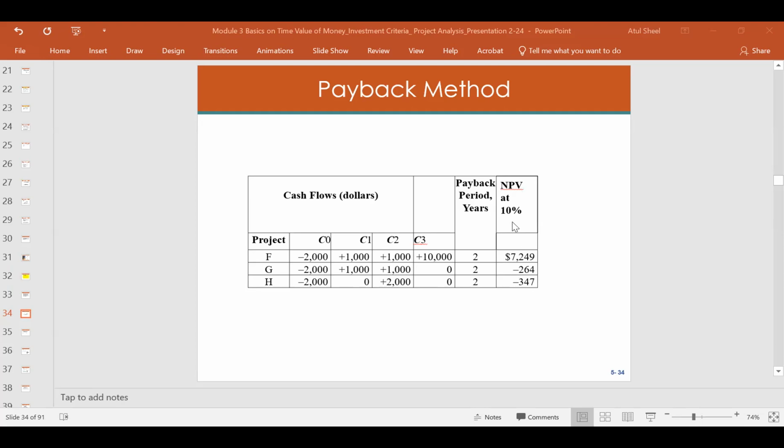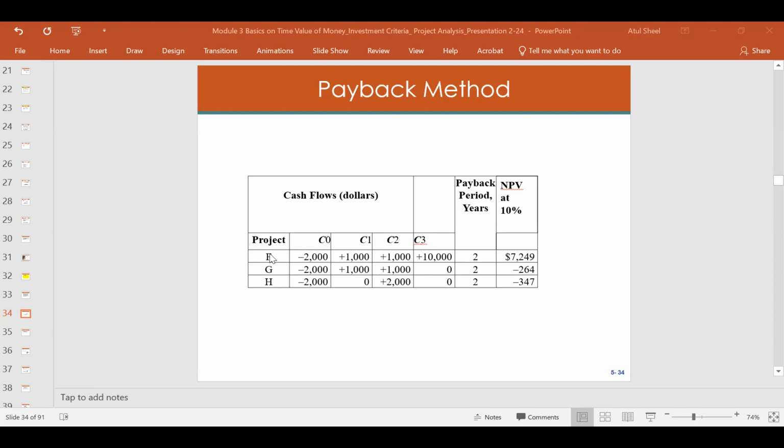That is the net present value at 10%, if you're taking a 10% average interest rate. The present value of future cash flows, net of today's investment, is negative 264 for Project G. But for Project F, you are including year 3 cash flows also in the analysis. So when you discount all these 3 years of cash flows to today's dollars and net out today's investment, you are ahead by $7,249. So Project F definitely is a more viable option than G or H.